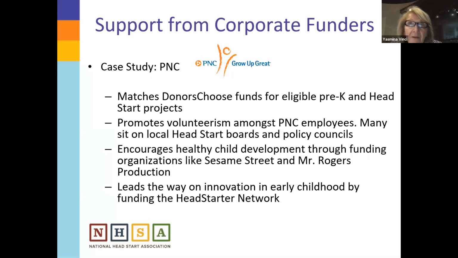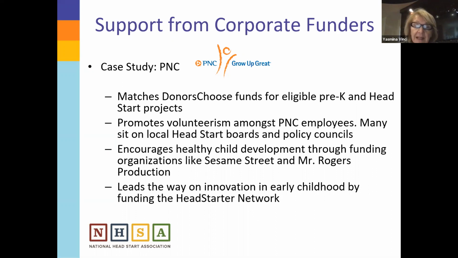They also put themselves along with their money. So many of the PNC employees sit on local Head Start boards and policy councils and get very involved and provide their expertise, many times very specific expertise.